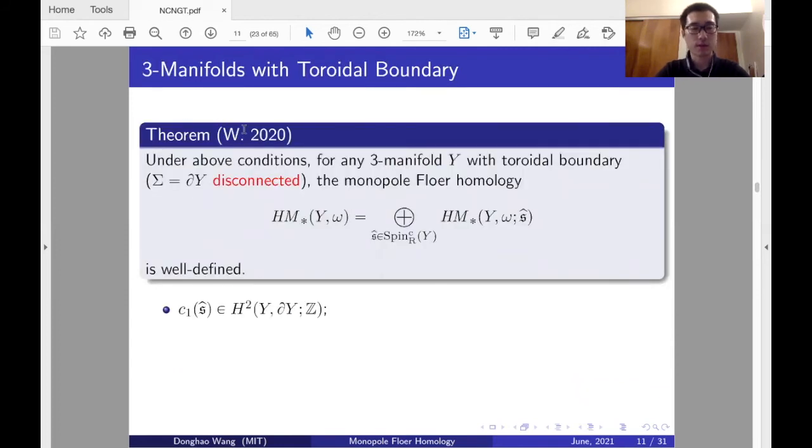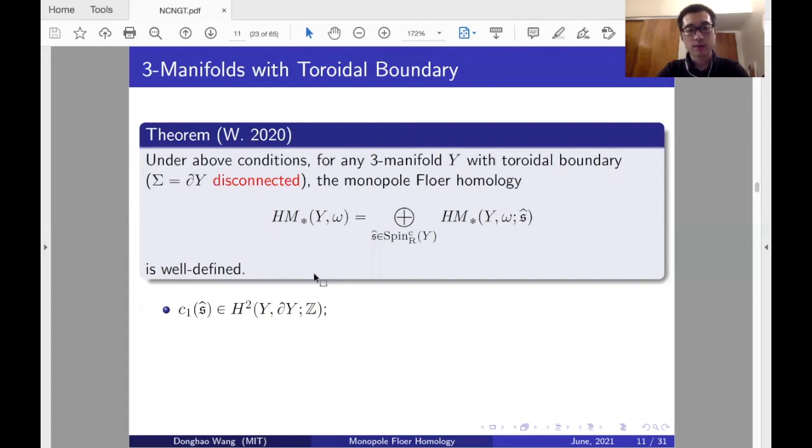This is the main theorem of this talk, which says that under the above assumptions on this closed two form, for any three manifold with disconnected toroidal boundary, this monopole Floer homology is always well defined. It carries a natural homology grading and an additional grading by relative spin C structures. A relative spin C structure is a spin C structure on Y with a fixed trivialization near the boundary. So their first Chern classes now lie in the second relative cohomology group of Y.